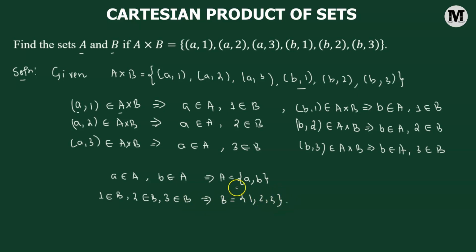So this is how we can obtain the elements of each of the two sets A and B given their Cartesian product.